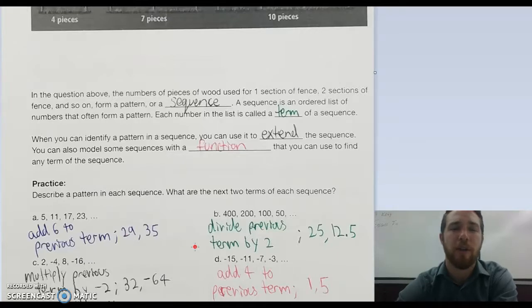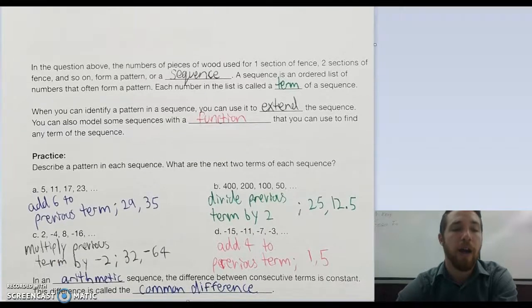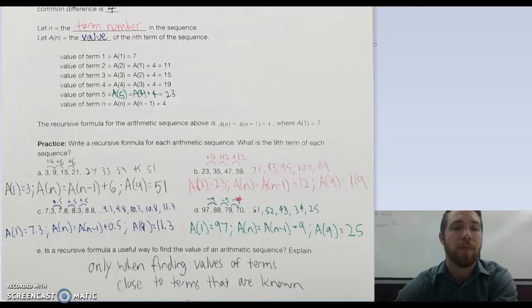So these kinds of questions, we just have to describe the pattern and then use that pattern to get a couple more terms. Also an arithmetic sequence, so our specific title of the sequence that we have, the difference between consecutive terms is constant. This difference is called our common difference. So we actually saw a couple arithmetic sequences here. When I was finding the difference between those, I always added 6, always added 4. Things like multiplying or dividing those are not going to be examples of arithmetic sequences.